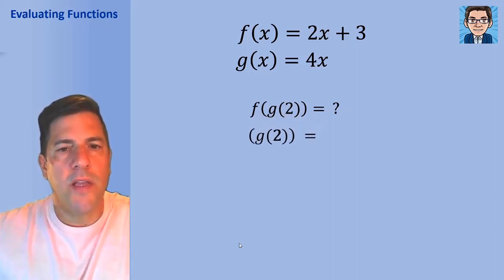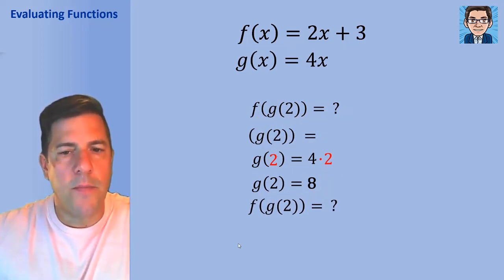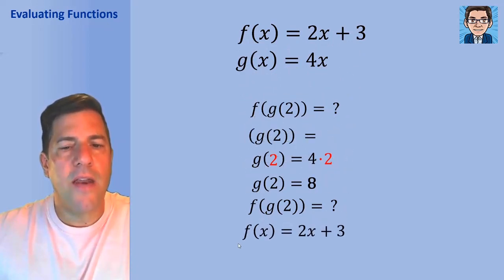So g of 2, we take the function g, which is 4x, and we put 2 into it. And then 2 times 4 just gets us 8. So that's just the inside part, the g of 2. So g of 2 equals 8. So now if we take the f of g of 2, now that we've calculated that g of 2 equals 8, we can put 8 into that function.